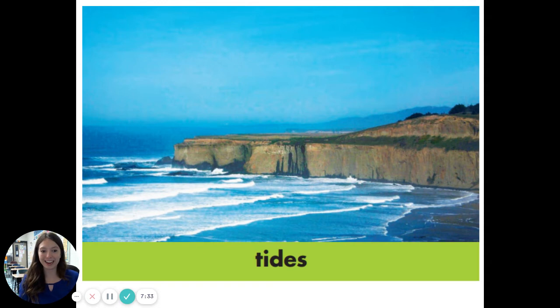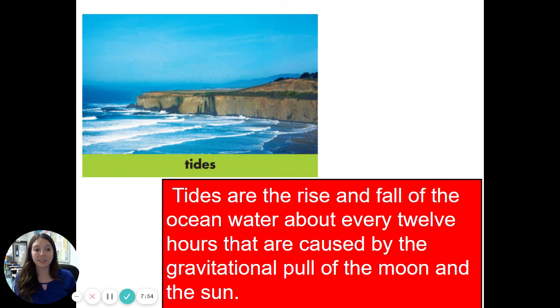Our next word is the word tides. Say tides. Good. The ocean tides bring water in and out. Go in and out. In and out. Good. Let's spell tides. T-I-D-E-S. Tides. Tides are the rise and the fall of the ocean water about every 12 hours. That means it moves like that 2 times a day, right? Because there's 24 hours in a day.